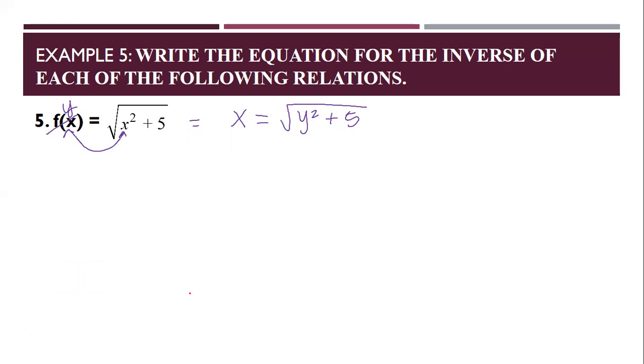Okay, I need to get rid of the square root. To get rid of the square root, I'm going to square the entire thing, and what I do to one side, I have to do to the other. Squaring the square root cancels it out. So now I'm left with x squared equals y squared plus 5.